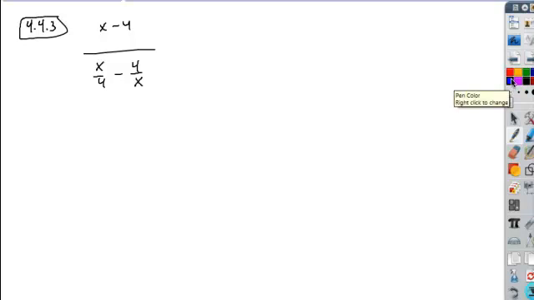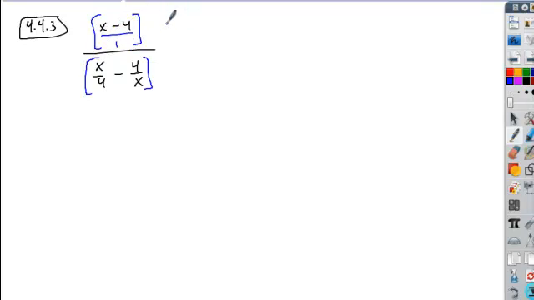On a problem like this, notice I left a little bit of a space in the numerator. The reason I did that was so that it fits the pattern of working with each individual fraction. So x minus 4, just treat it as one fraction. Don't think of it as x over 1 minus 4 over 1. Just think of it as a binomial x minus 4.